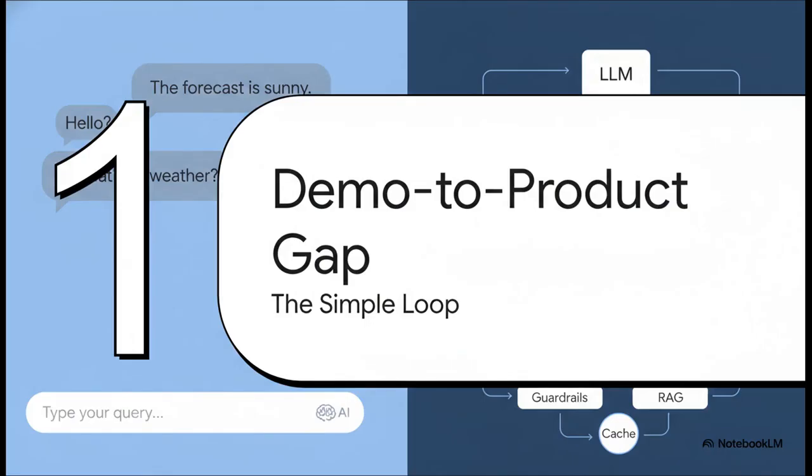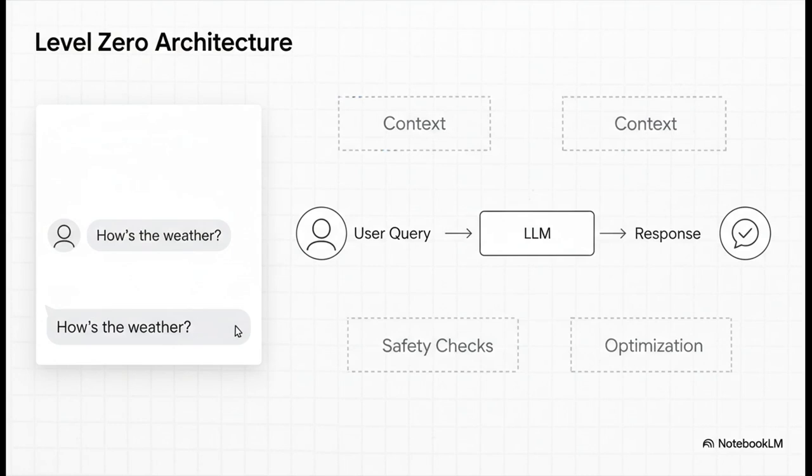Every great AI application has to start somewhere. And you know what? Almost all of them begin with the most basic, simple architecture you can possibly imagine. This is what we call level 0. You know the drill. A user sends a query, it zips over to a model API. Could be OpenAI, could be Google, doesn't matter, and a response comes back. It works. It's simple, and it's absolutely perfect for a demo. But here's the thing. That's it. There's no context, no safety checks, no way to optimize it. This is our starting line for sure, but it is definitely not the finish line.